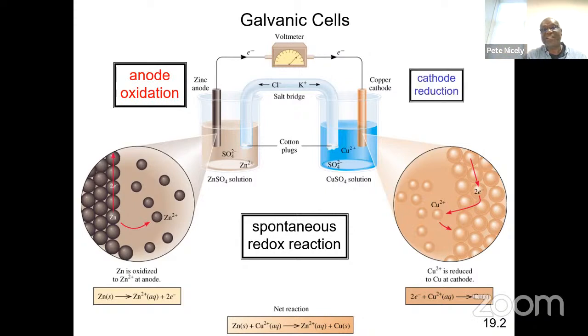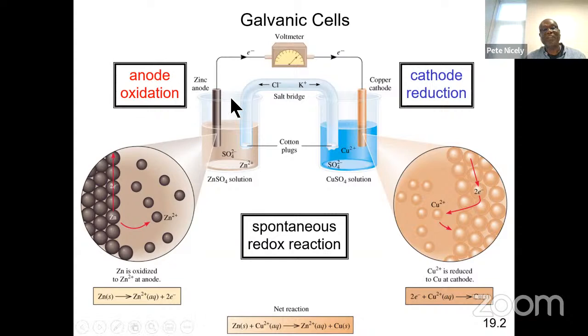Some other terminology that I need to talk about, which I probably should have mentioned before. Over here where oxidation is taking place, we call that the anode, right? So the anode is where oxidation takes place, all right? Whereas on this side where reduction is taking place, we call that the cathode, right? So you'll always have oxidation taking place at the anode and reduction taking place at the cathode.